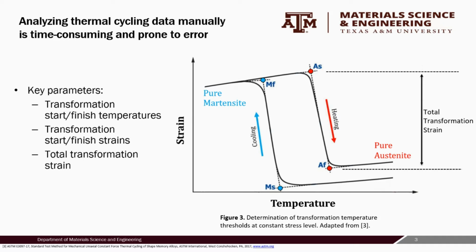Currently, transformation start and finish points are determined through the manual fitting of tangent lines to the data, as shown, and finding their intersection points. Even for a single cycle, this can be tedious. However, these tests typically last between about 500 and 30,000 cycles. Manually performing these calculations for that number of cycles is simply not practical. Hence, the aim of my project is to reduce analysis time to a matter of seconds, while also analyzing hundreds or thousands of additional cycles.